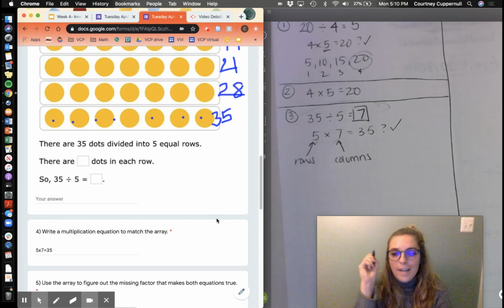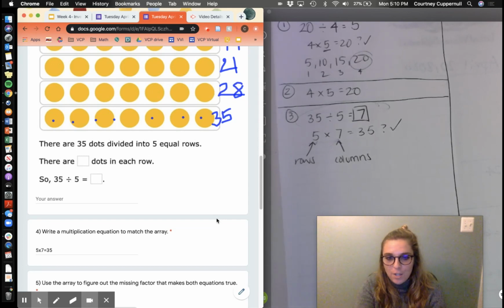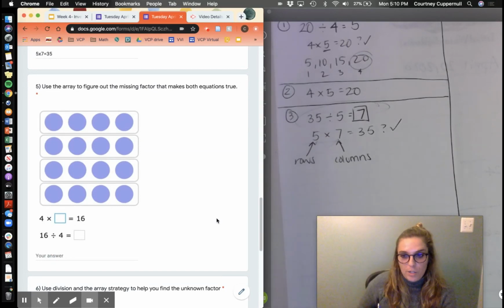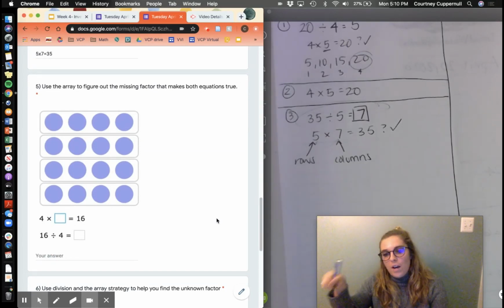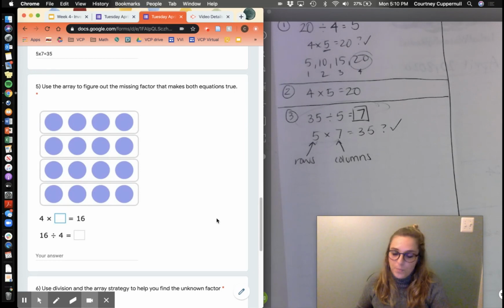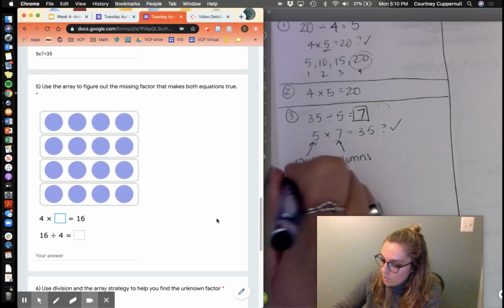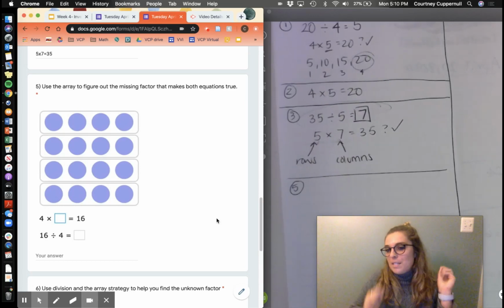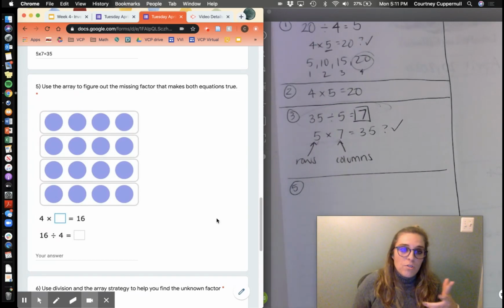All right, now let's get to that missing factor that I've been talking about. So we know that we can use arrays to solve equations. Now let's just go that final step and find the missing values. So let's look at this question 5 here. I promise you it's going to look very similar to what we've just done. Now we're just piecing the puzzle pieces together. So it says use the array to figure out the missing factor that makes both equations true.